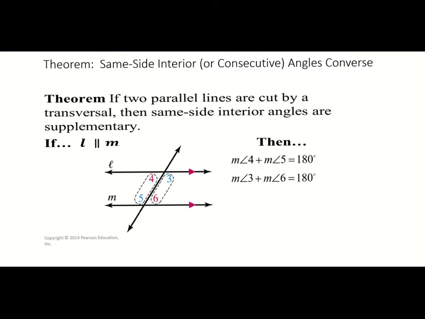Our next theorem is the same side interior or consecutive angles theorem converse. Again, if two parallel lines are cut by a transversal, then same side interior angles are supplementary. Remember, that means any angles that are on the same side of that transversal, like 4 and 5, are not congruent, but they are supplementary, so they add to 180. The same goes for 3 and 6. They are same side interior angles that would add to 180.